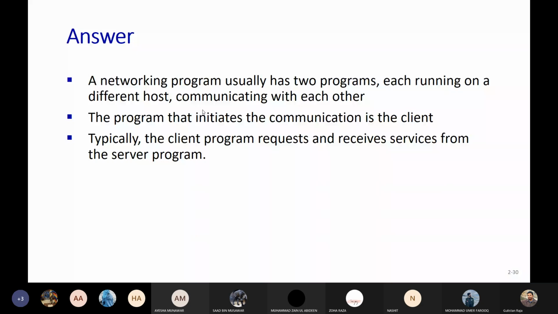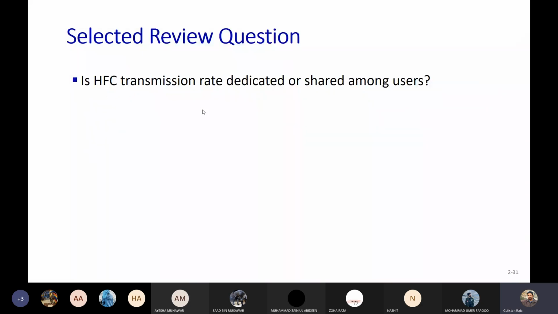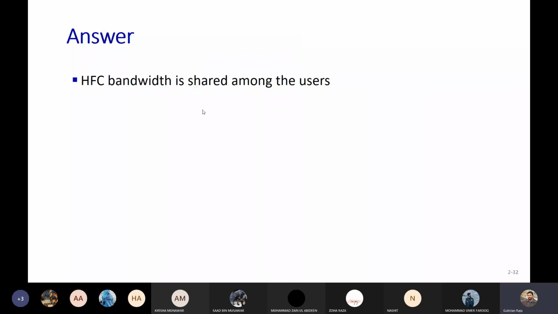Okay, let's move to the next question. Anyone would like to answer? HFC, hybrid fiber coaxial, is it dedicated bandwidth or shared? Shared, sir. So it's shared, right? Shared among users. HFC bandwidth is shared among users.